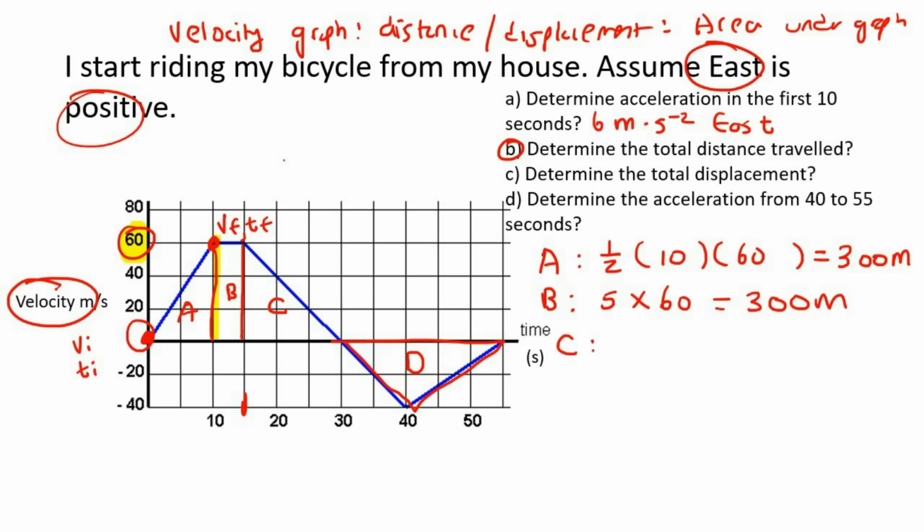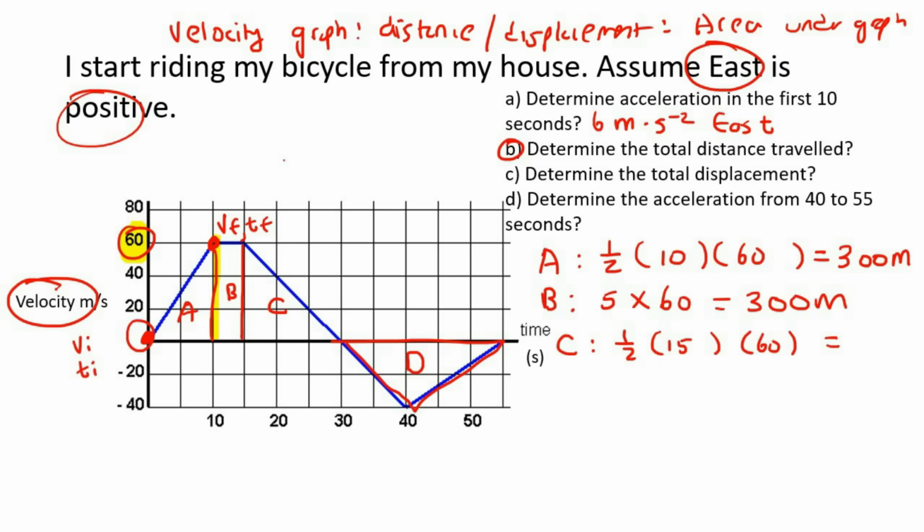Now we're going to do section C, which is a triangle again, so that's half base times height. The base length would be this part over here, so that goes all the way from 15 up to 30. So that's going to have a length of 15, because 15 to 30 is 15, and then the height of that triangle is all the way up to there, so that's going to be 60 again.